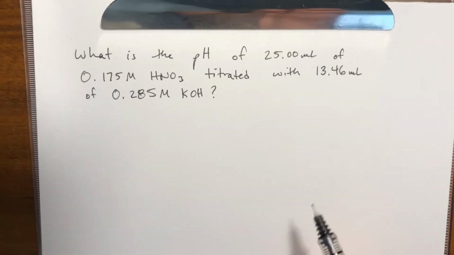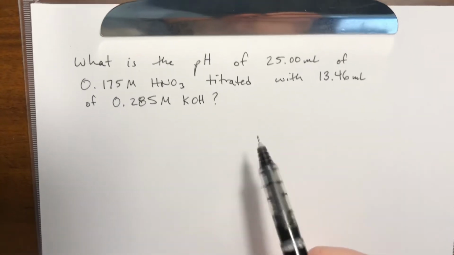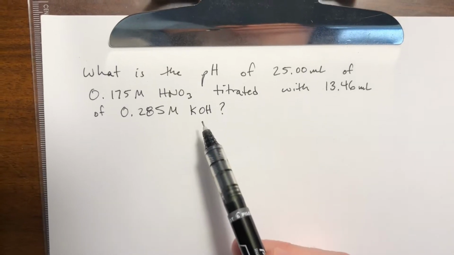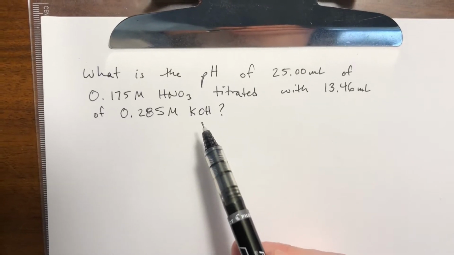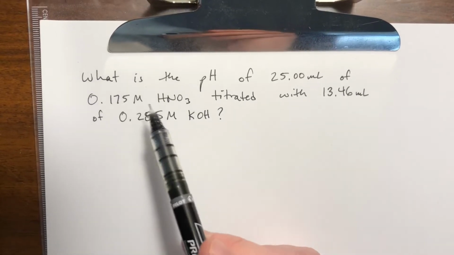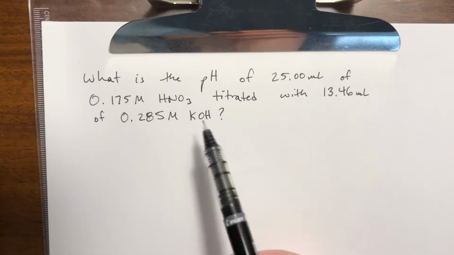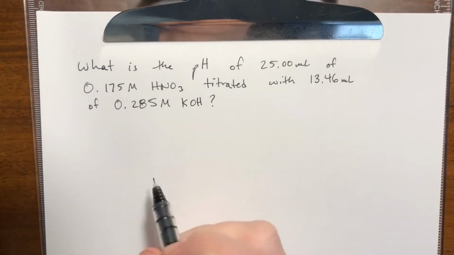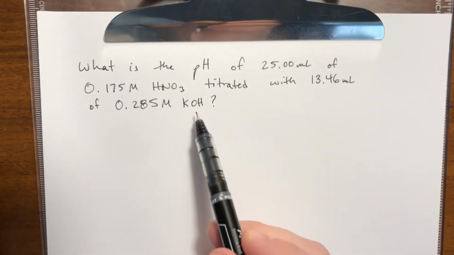Okay, so today we're going to learn how to calculate the pH during a titration of a strong acid being titrated with a strong base. We know the volume and the concentration of the acid, and we also know the volume and the concentration of the base. What we're going to do is figure out how many moles of acid there are and how many moles of base.